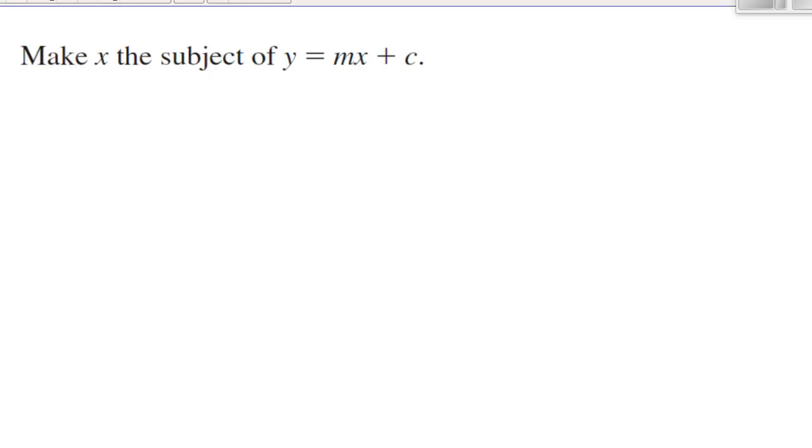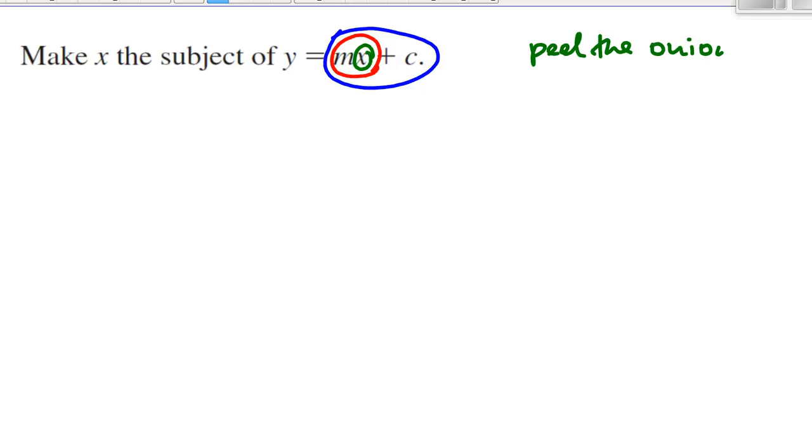Make X the subject of the formula. So I'll start by drawing the onion. So I'll start with making a circle around the variable that I want to make the subject, and then what has been multiplied by that, followed by what has been added to that product. So suppose you want to peel this onion. If we peel off the blue skin, what will be exposed is plus C.